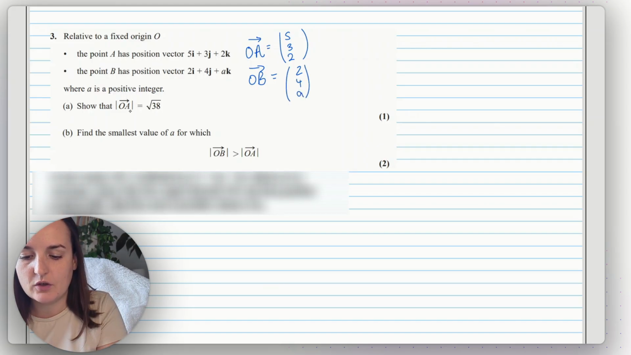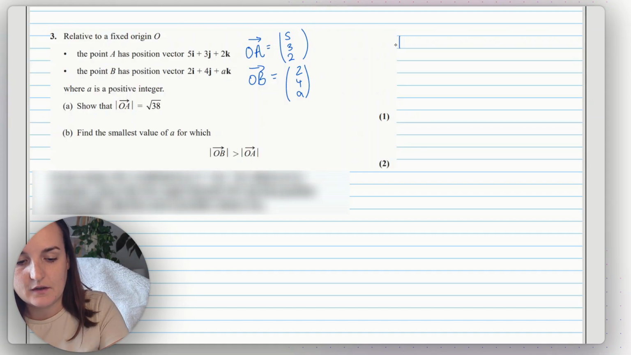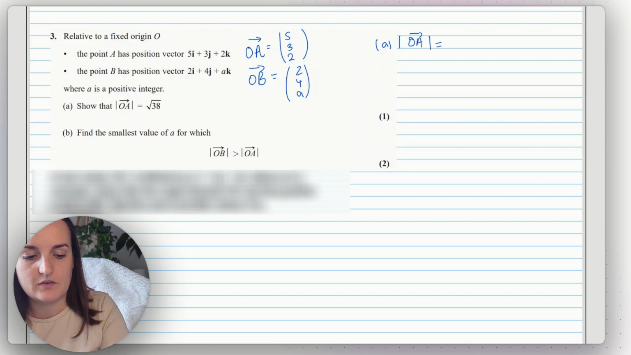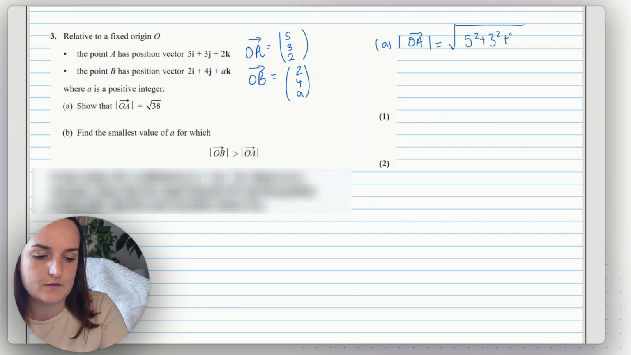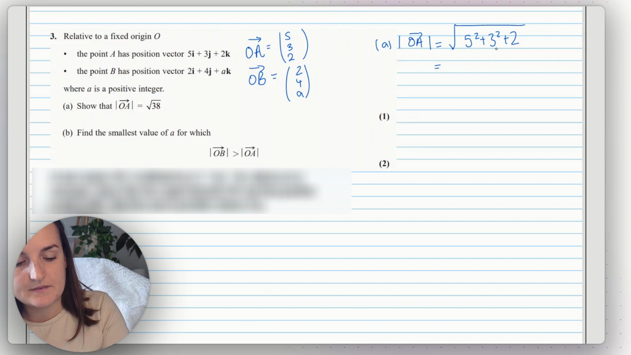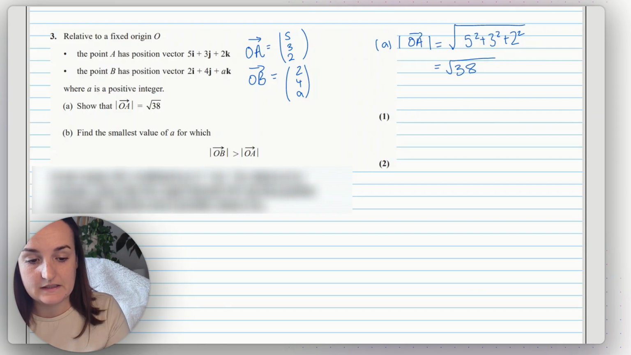Now, part A says, show that, and these lines mean magnitude. Magnitude of OA is root 38. So, hopefully, by now, you know that when we want to do the magnitude, we just do Pythagoras. We take each of those and we square them, and we get 5 squared plus 3 squared plus 2 squared. So it's 25 plus 9, that's 34, plus 4, that's root 38. Okay, and that's all you have to do. That's a really easy 1-mark question.